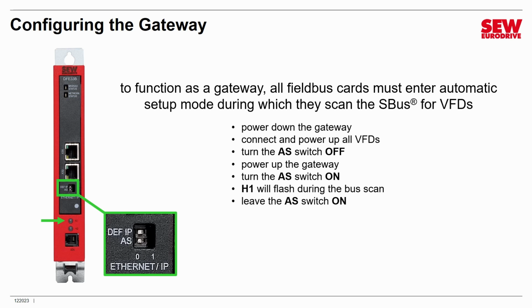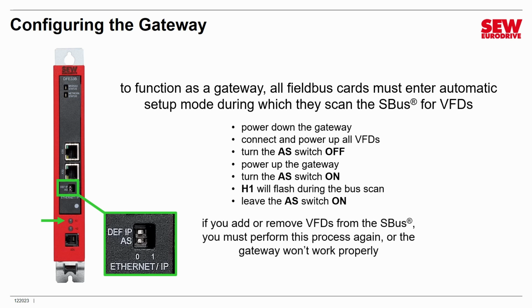Now, very important point, leave the AS switch on. If you turn the AS switch off, the gateway will no longer function as a gateway. So if your gateway for some reason appears to drop out, double check that switch. Maybe somebody turned it off by mistake. Now, if you add or remove VFDs from the S-Bus, you must perform this process again or the gateway won't work properly. So you need to learn the network every time you make some kind of a change. All right, well, that is how you configure a gateway to work with your MOVITRAC LTP-B.